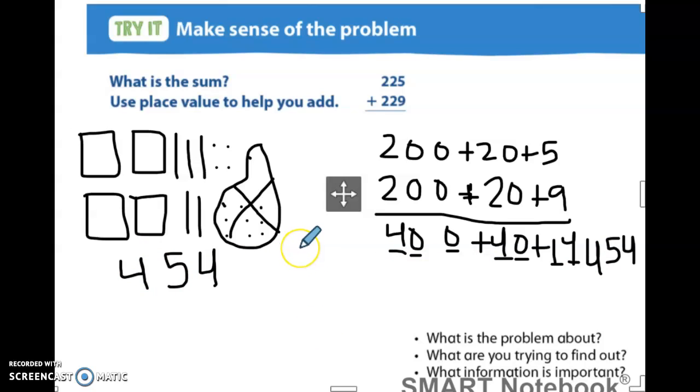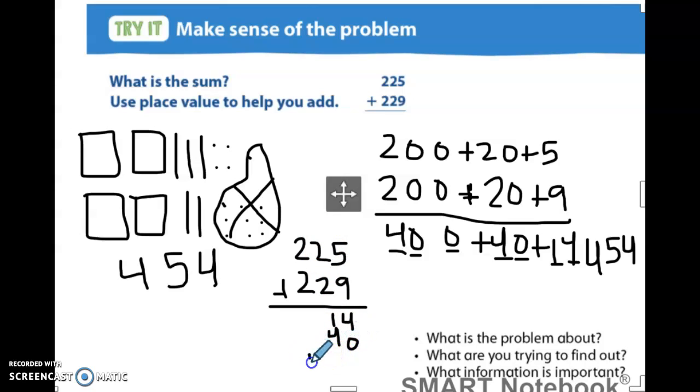You could have wrote that downwards too. So you could have done 225 plus 229 this way. And then you would always start adding at the ones. So you could do 14. Then 20 plus 20 is 40. Then 200 plus 200 is 400. Then you would add those up, and that would be 459.